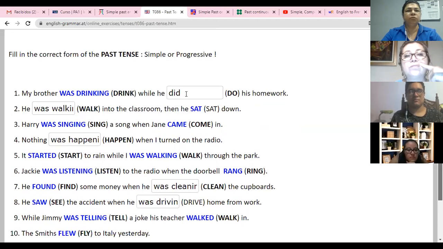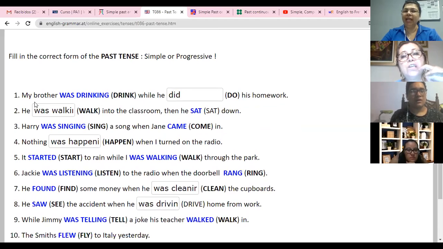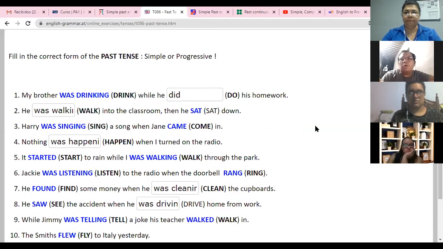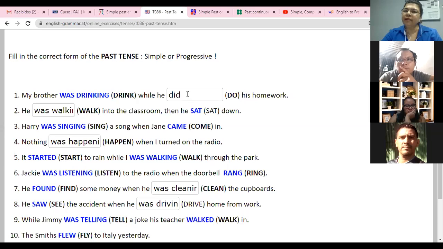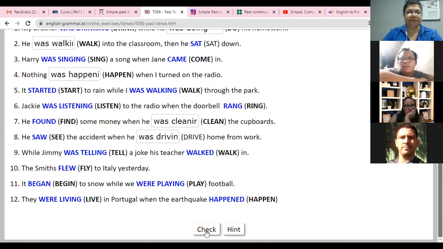Was drinking. This one. Okay, let's go to the context. My brother was drinking while he did his homework. Double drinking. Oh, no. Sorry. That's okay. Okay. Maybe he was doing his homework. Okay, let's try. Was doing. Double past continuous. Yes, he was doing his homework. All right. Because it's the only one, right? Okay, let's see. Now it's because of the second chance, right? Don't look at here.